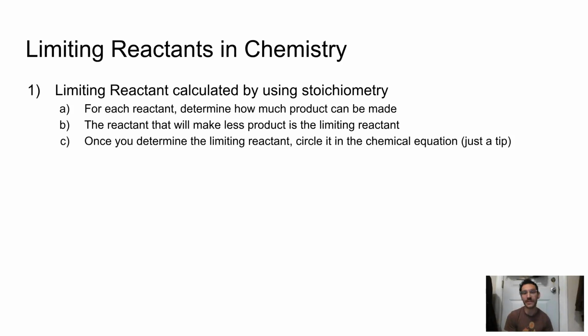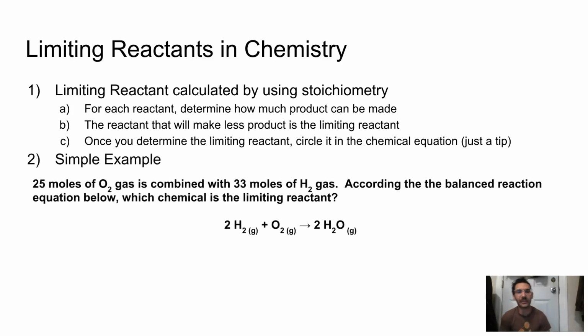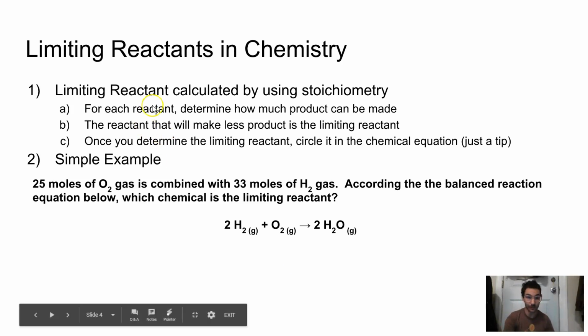Once you've determined which is the limiting reactant, I recommend you circle it in your chemical equation or otherwise note it, because you are going to base the rest of your calculations off of your limiting reactant. So let's look at a simple example. I've got 25 moles of oxygen, and I'm combining it with 33 moles of hydrogen gas. According to this balanced equation, which chemical is limiting? Let's go through this together. For each reactant, I'm going to determine how much product can be made.